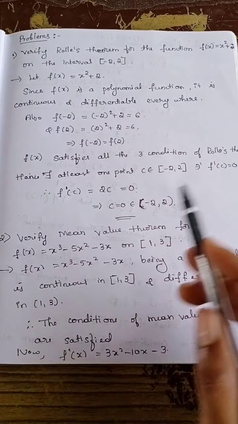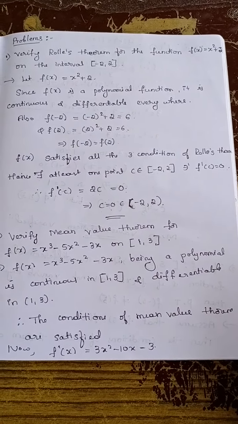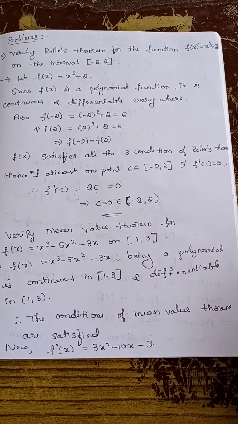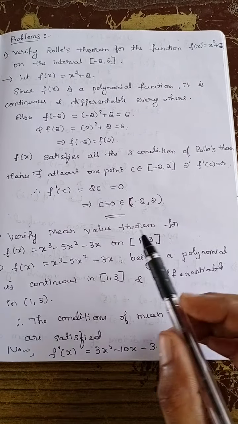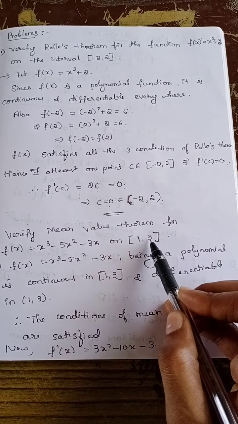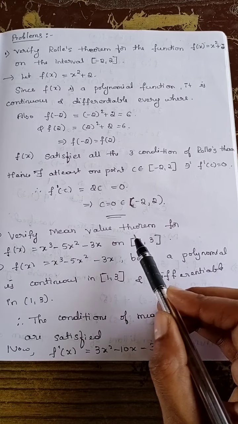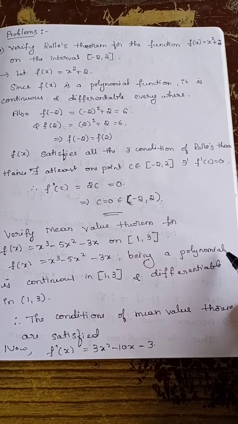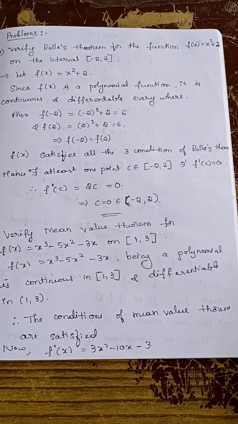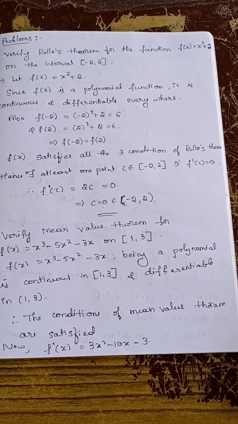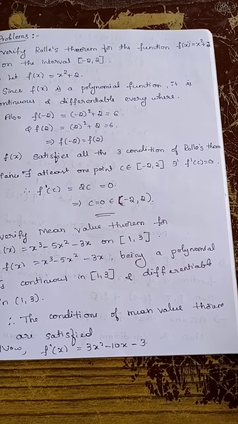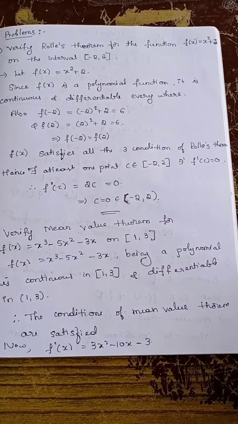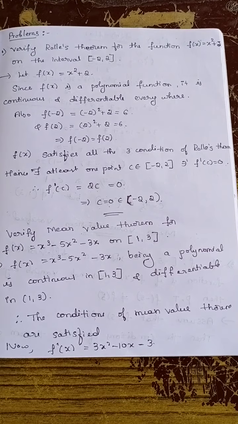Here the given function is again a polynomial function. A polynomial function is continuous and differentiable everywhere. In particular, it is continuous on the closed interval [1, 3] and differentiable on the open interval (1, 3). Next, the conditions of the mean value theorem hold. Therefore, there exists at least one c such that f'(c) is equal to f(b) minus f(a) divided by b minus a. We have to find that c.